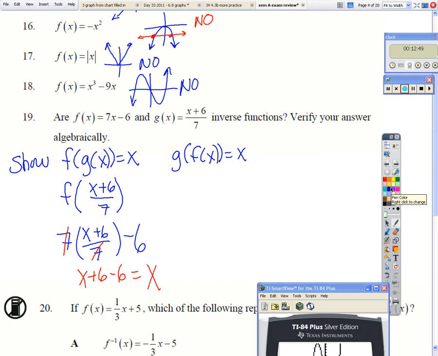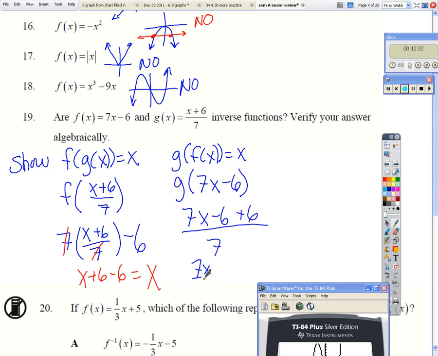We can do the same thing this way. So we have x plus 6 over 7. Negative 6 and positive 6 are 0. So 7x divided by 7, that equals x. So yes, they are inverses.